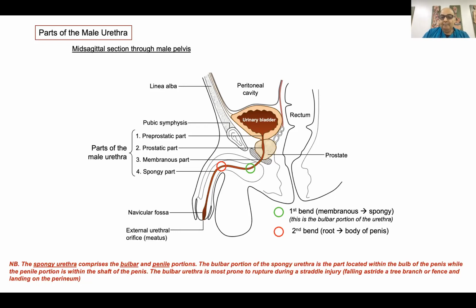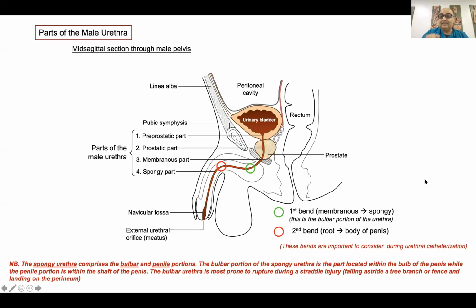There are different terms which have been used, but simply for your understanding, we call it root, we call it body. Now these bends are important when we need to insert a tube, when somebody has a problem passing urine. There are so many things, and I will not go into this detail. This process is called urethral catheterization. There is a rubber tube which has to go.